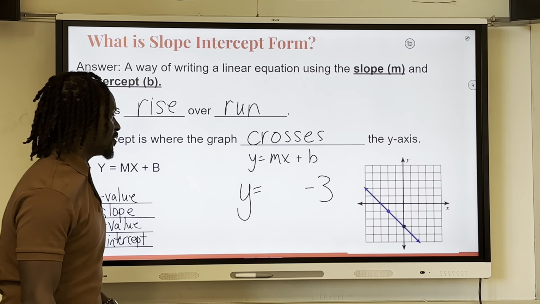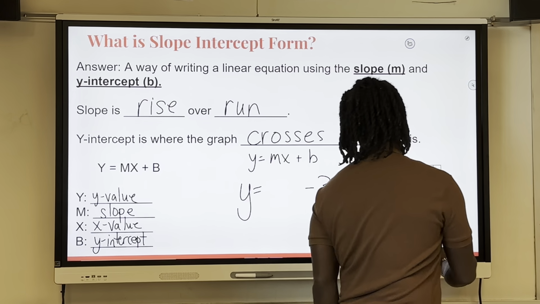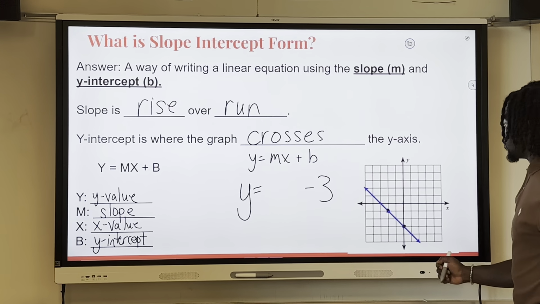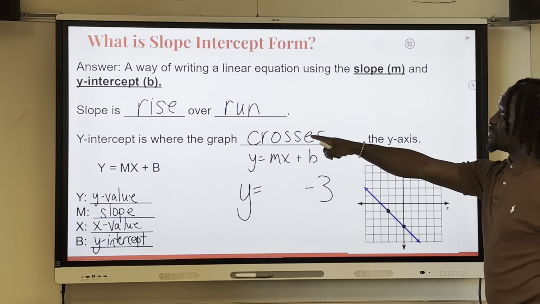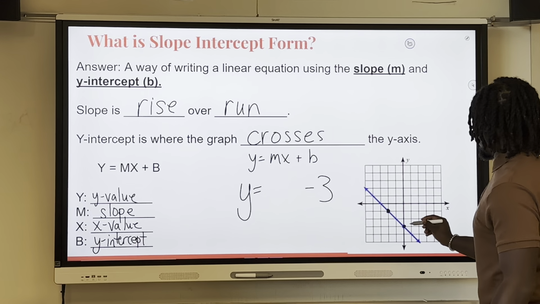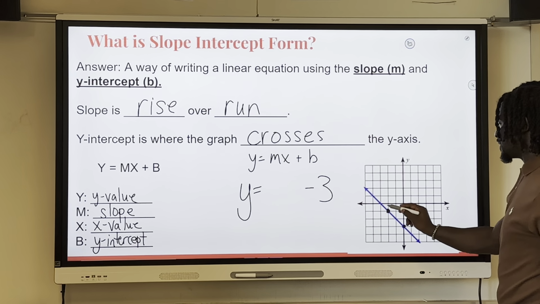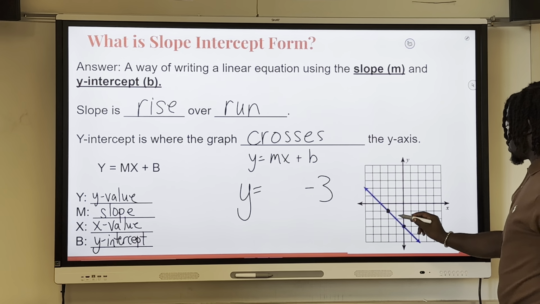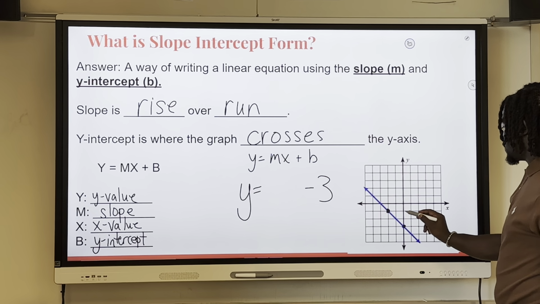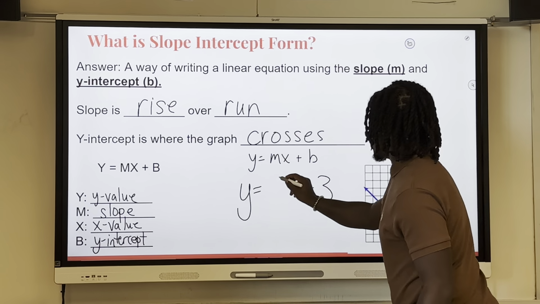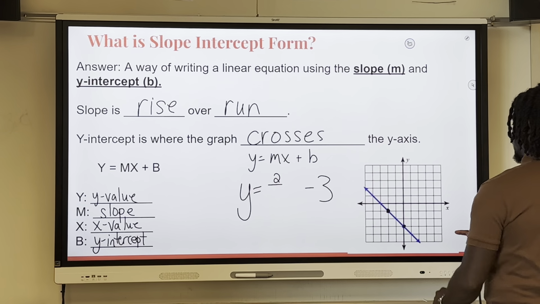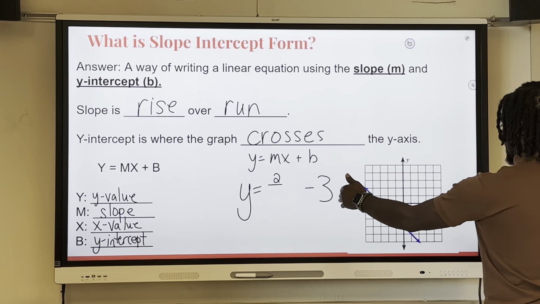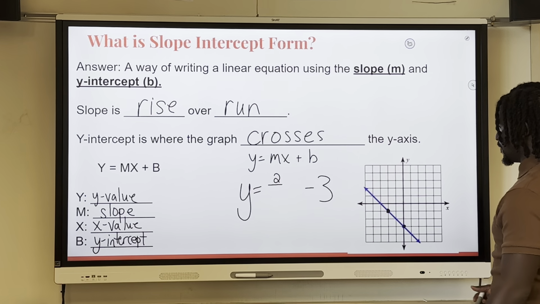Then my b is -3. And then I've got to figure out what my slope is. Well, to figure out the slope, I need 2 points on my line. And again, remember, slope is rise over run. So I go to 2 points. I could pick any 2 points, but I'll start with these two, and I'm rising up 2. So I'm going up 2. That's the rise. And then I'm going back 2. So that is going to be a negative 2.